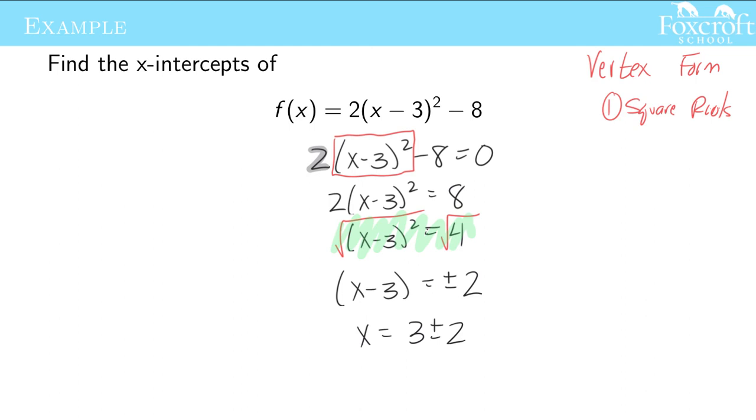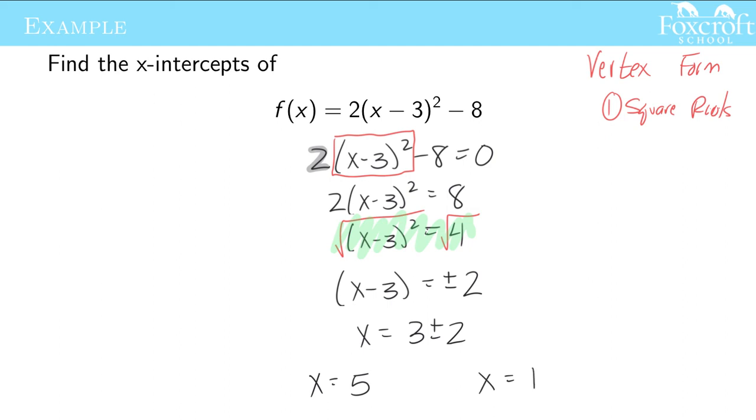And again, just like I mentioned in the last slide, you want to fully simplify so you know the actual intercepts. So if I do the plus sign, 3 plus 2 is 5. If I do the minus sign, 3 minus 2 is 1. All right, so those are our two answers.